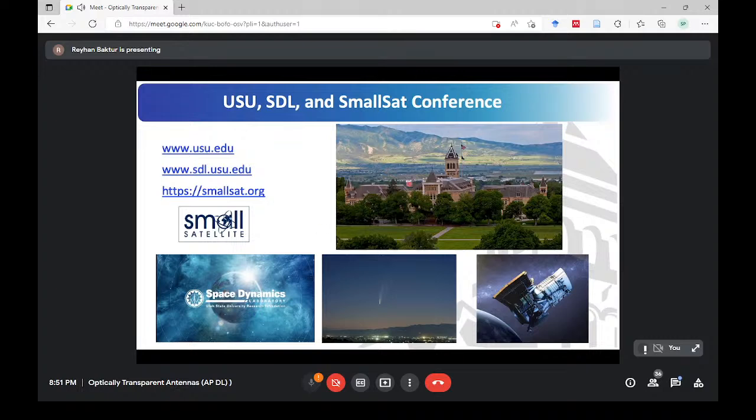I noticed that if I talk about just Utah State University or Space Dynamics Lab, it may not make too much sense. But one thing to show: in the year 2020, there was a comet called NEOWISE. I don't know if you were able to see it. You could just see it with our eyes. That comet was discovered by the NEOWISE telescope that was made at Space Dynamics Lab. So that's our link and heritage, and that also explains why I work with satellite antenna design so much.